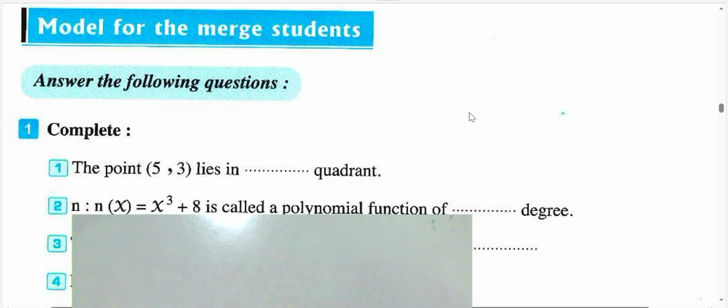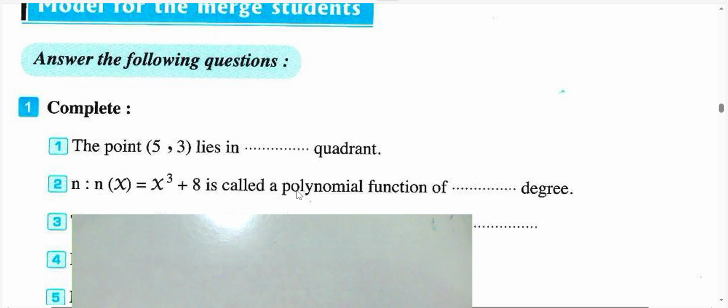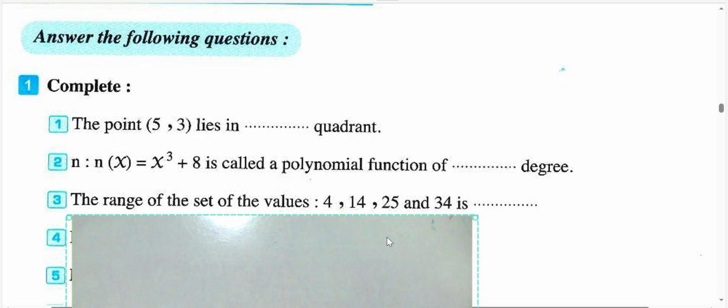Complete the point. The point lies in the first quadrant because the signs are positive and positive. We call it a polynomial function of third degree. The power here is 3, so it will be the third degree. The range is the difference between the maximum and the minimum. 34 minus 4 will be 30. The range here is 30.